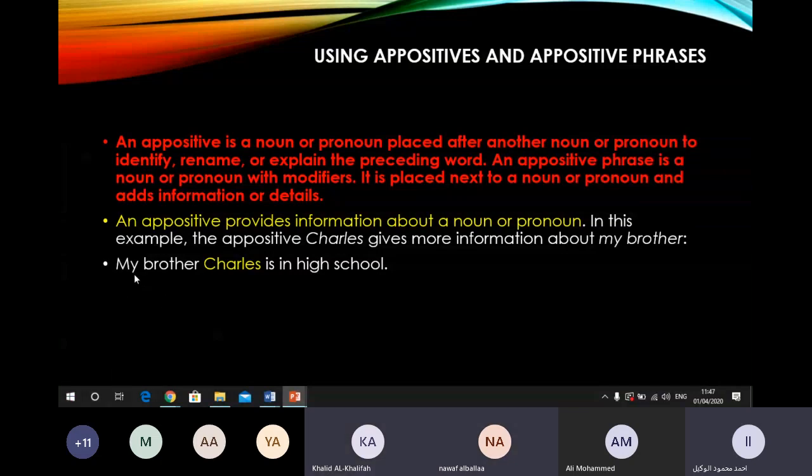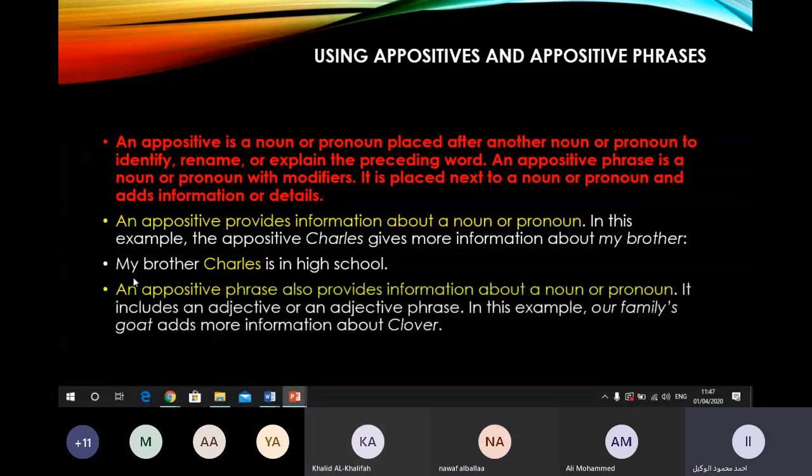An appositive phrase also provides information about the noun. So simply, all you need to know about appositives is that you have a noun, and the second noun in order, not the first. My brother is a noun, Charles is a noun. The second one in order provides identification or renaming or even explanation about the previous one, the first one. So that's one appositive, right?